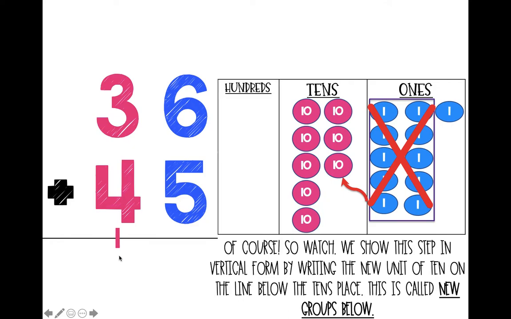So when we show this new unit of 10 on our line below the tens place, remember we're keeping it in line with those tens. This is called new groups below. It shows that we made a new 10 below the rest of our tens. We know that 6 plus 5 was 11, like we said, which is 1 ten, shown on our line, and 1 one. If we look at our place value chart, we see that we have 1 one in the ones place. That's why there's 1 one in the ones place on our vertical form too.